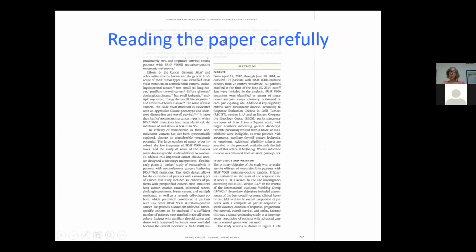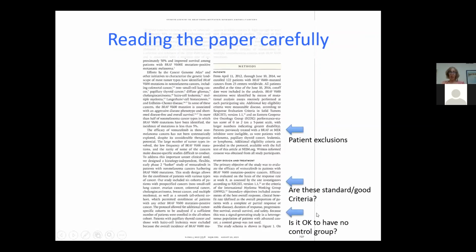So this means you have to actually read the paper very carefully, and you want to find out the details. You need to know the details, you know, what patients were excluded, are these standard criteria for a clinical trial? Is it okay to have no control groups? Here's how the methods, how the work was done. This is study design and treatment.